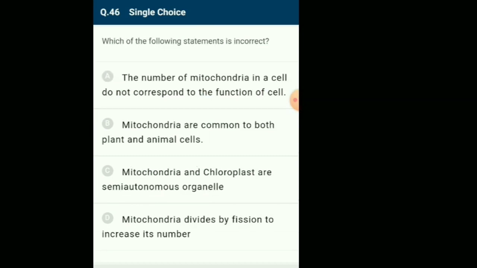Question number 46. Which of the following statements is incorrect? Number of mitochondria depends on the metabolic activity and function performed by the cell. Cell with more metabolic activity has more number of mitochondria. Maximum mitochondria are present in flight muscle cells of the birds. So the answer for this question is option A. The number of mitochondria in a cell do not correspond to the function of the cell. The statement is incorrect.